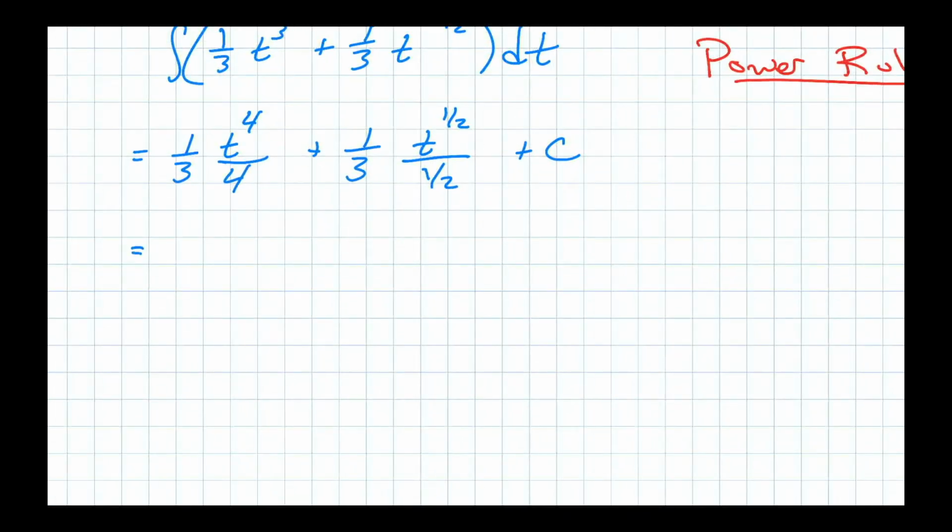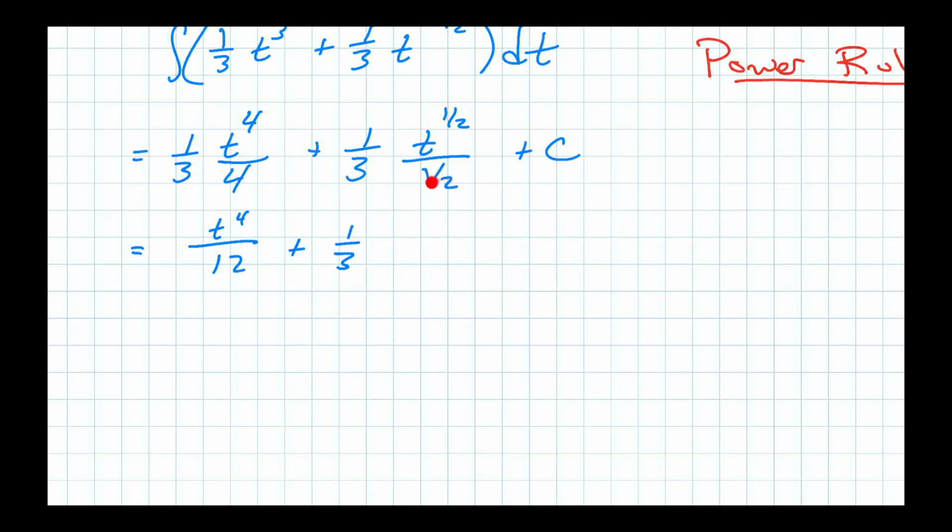Now, all we have to do now is just kind of make this look a little prettier. You could type this into a computer and it probably will be fine. But let's make it look a little nicer. So we can multiply across here. So 1 times t to the 4, 3 times 4. So on top, t to the 4. On the bottom, 3 times 4 is 12. Now here, you have to be careful.